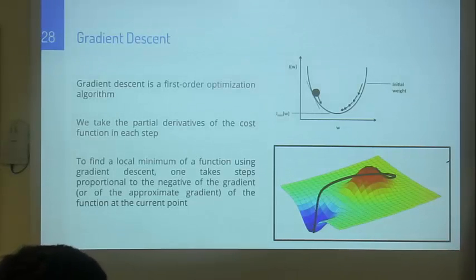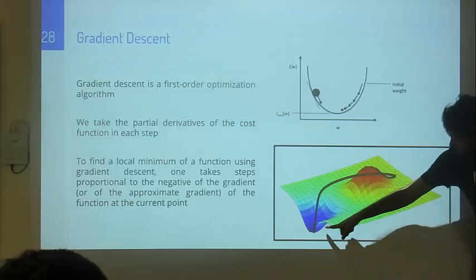Gradient descent is a first-order optimization algorithm. Don't think about that. We take the partial derivatives of the cost function at each step. Don't think about that as well. What we need to do is find the local minimum. Okay, local minimum is another thing. I'll try to explain the local minimum in the later slides if we have time.